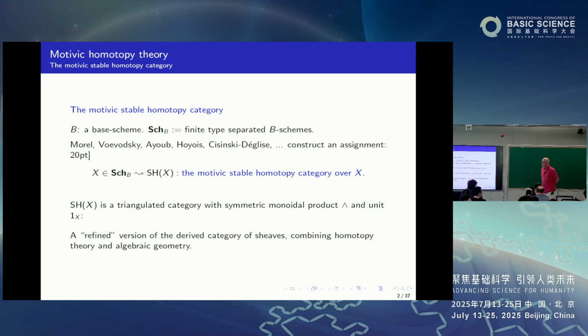So B here will be a base scheme. Eventually we'll just come down to B being Spec of a field. Don't worry about general schemes so much. You usually assume that B is Noetherian and of finite Krull dimension. But as I said, usually we go down to Spec of a field. And I wrote that schemes over B are finite type separated B-schemes, but again, as Burkhardt mentioned, we really can just restrict to quasi-projective B-schemes, if you like, quasi-projective schemes over a field. So don't be scared by that.